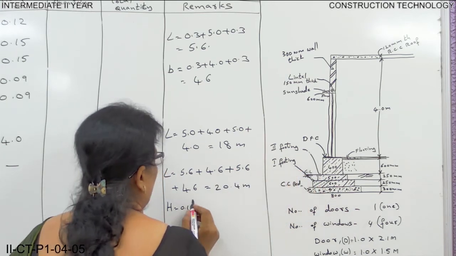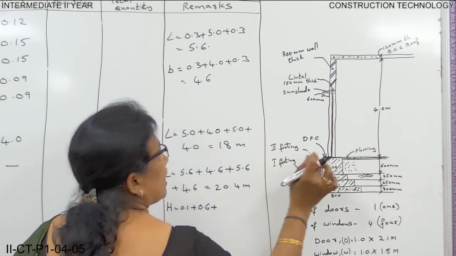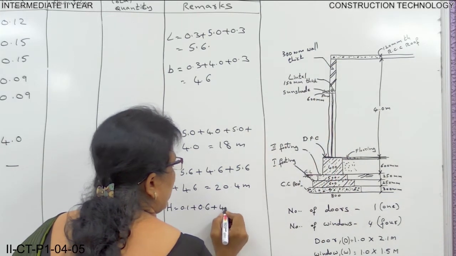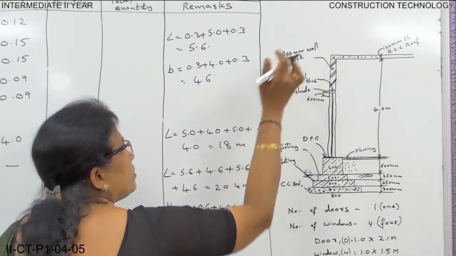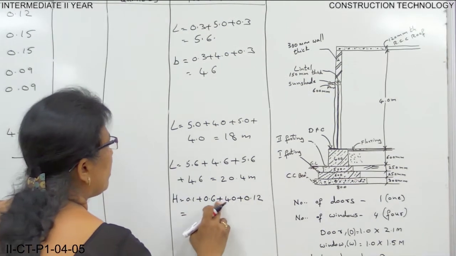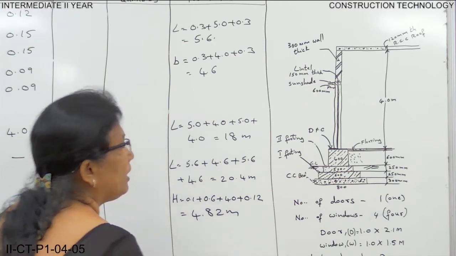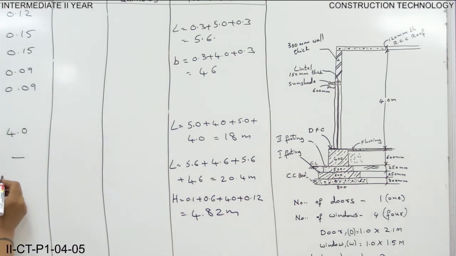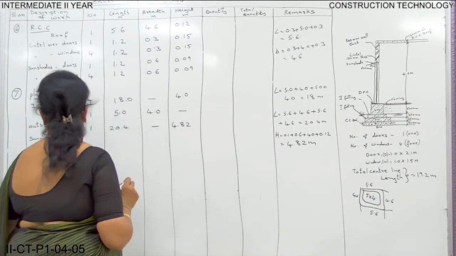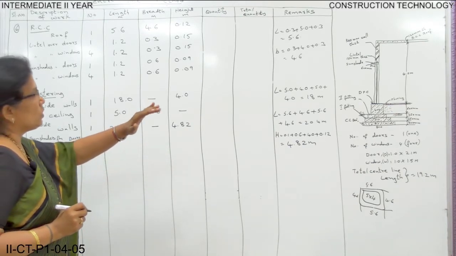here 0.1. Then basement height is 0.6, plus from basement to roof height is 4.0. Then the thickness of the roof is 0.12. When you add everything, you will get 4.82. Height is 4.82. So here in the height column, you just write 4.82. This is outside wall.